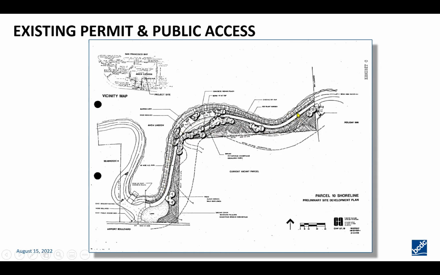This is an exhibit of a required public access area that was part of a permit issued in the late 1980s. This public access area includes, as you can see in this map, a 10-foot wide Bay Trail segment, which is still there, as well as 2 shoreline seating areas, which you will see later in this presentation.